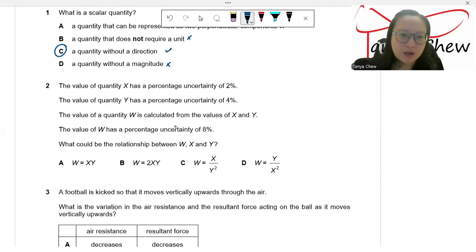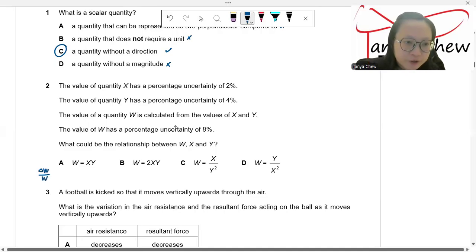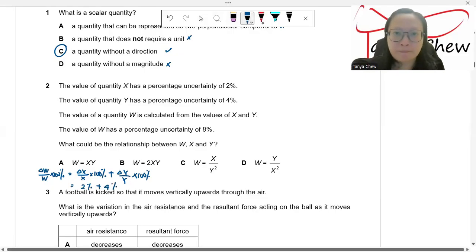Let us look at A. This is about multiplication, so you add the percentage uncertainty. So for A, the percentage uncertainty of W is equal to the percentage uncertainty of X times 100% plus the percentage uncertainty of Y times 100%. So the percentage uncertainty of X is 2%, Y is 4%, W is supposed to end up with 6%. But the question told you that W is supposed to be 8%. A cannot be your answer.